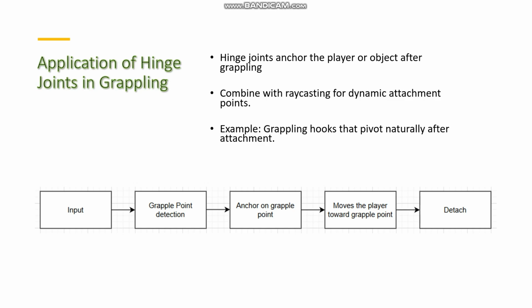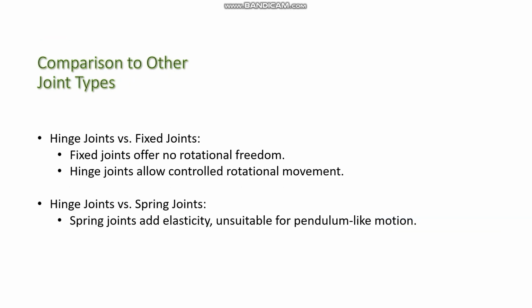Hinge joints also play a critical role in grappling mechanics. Once a player successfully grapples to a target, hinge joints anchor the movement, allowing for realistic pivoting. Combined with recasting, hinge joints enable dynamic attachment points, creating seamless transitions between grappling and swinging. For instance, in the grappling hook mechanic, hinge joints provide rotational freedom necessary for smooth and believable player movement.